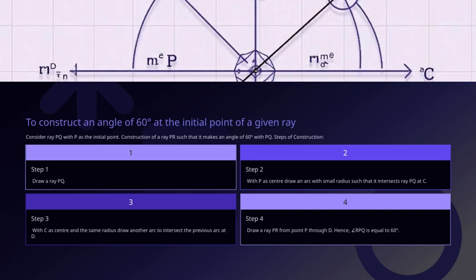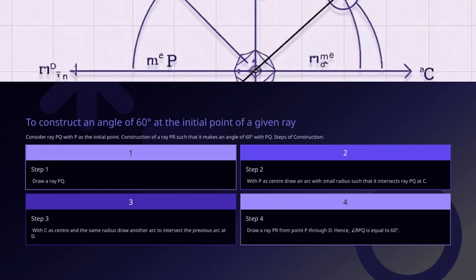First, we draw the ray PQ. This gives us a clear starting point. Next, we focus on constructing the 60-degree angle. With P as the center, we draw a small arc that intersects PQ at a point C. This arc essentially marks a reference point along PQ.